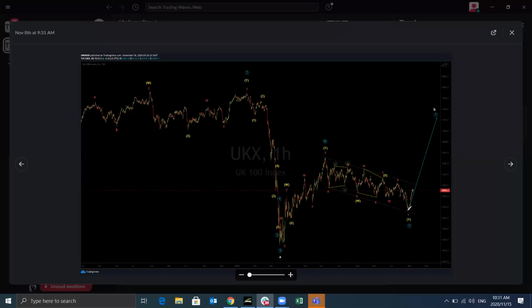Where are we now? We have pushed up higher last week. We have pushed up above this level here. We are now correcting here for further upside. We expect the UK 100 to keep pushing up higher. It needs to clear this level for it to reach that target there. That is the UK 100. Looking very good there.